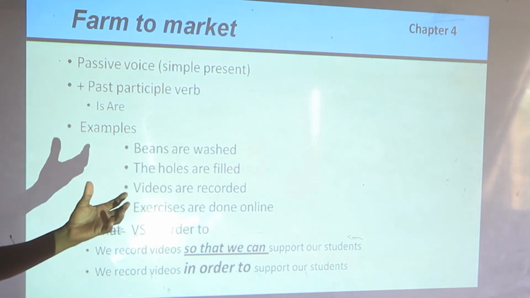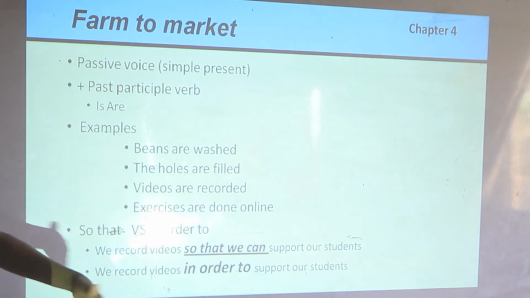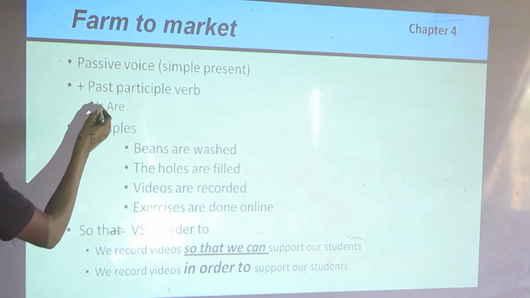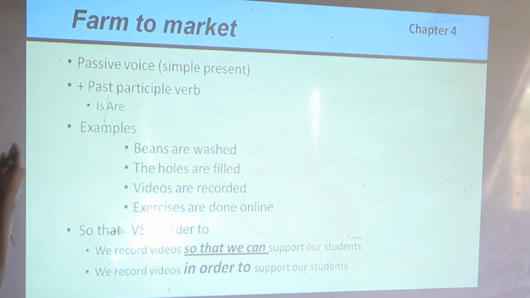We are very interested, more interested in the action happening, not who is doing the action. And here, for example, we have is and are, and we have a past participle verb. Okay? For example, we always start with the thing that is done, like beans are washed. For example, the lesson from farm to market talks about how to grow coffee.